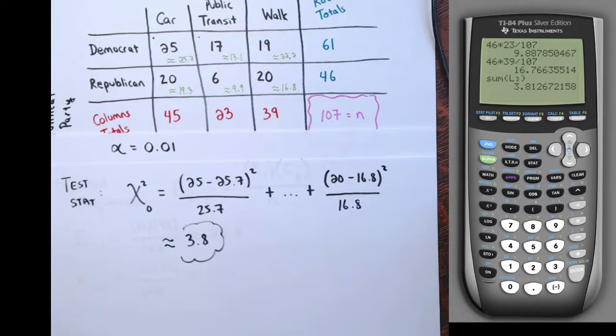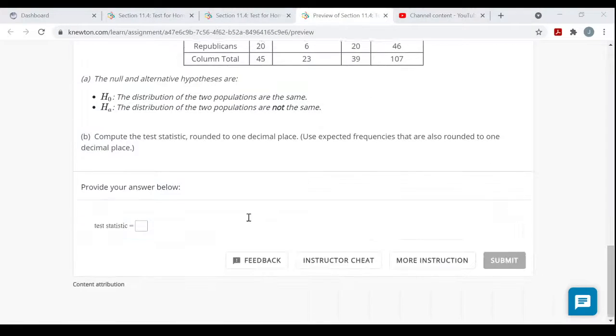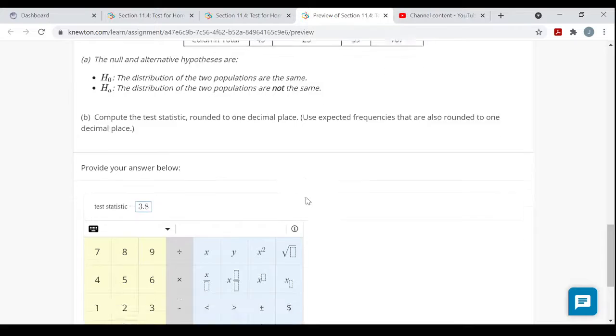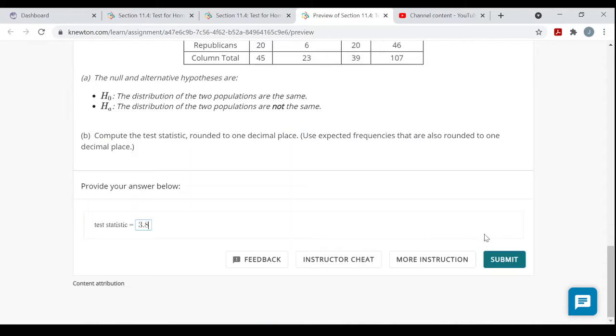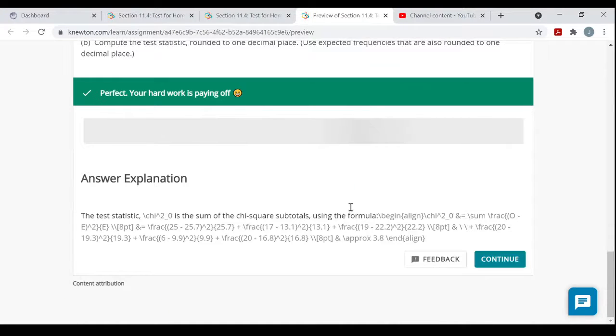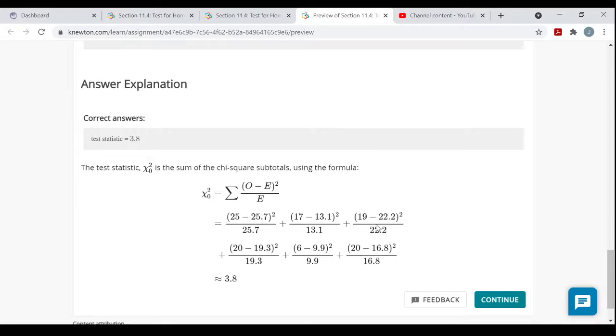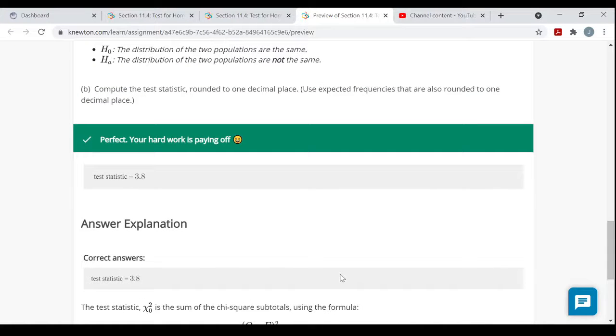So that's what I'll enter here. That's how they asked me to calculate this, using the expected frequencies rounded to one decimal place, and then having the test statistic also rounded to one decimal place. And look at the answer explanation here. It's exactly what I was showing you. They wrote the whole thing out. I didn't, but got 3.8. Now, if you'd like to do this in a faster way, you may recall me doing this in a previous assignment.